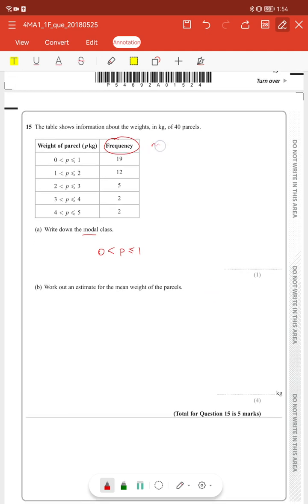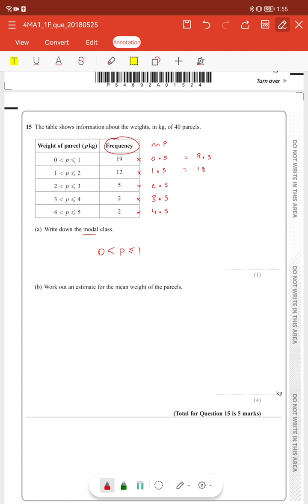For the mean weight, we're going to have a new column here called the midpoint, which is going to be halfway between the modal class. And if we quickly put in those values, we're going to get these. And what we're going to do is times each of these numbers. So 19 times 0.5 is 9.5. 12 times 1.5 is 18.